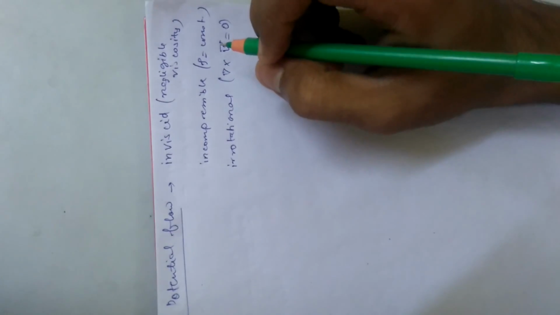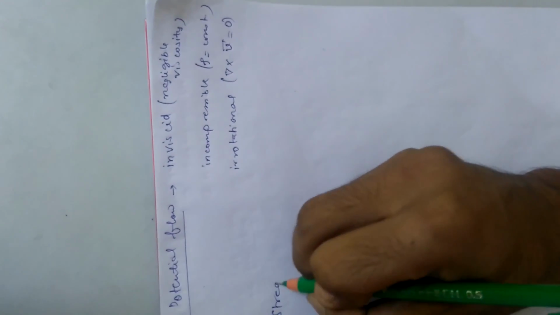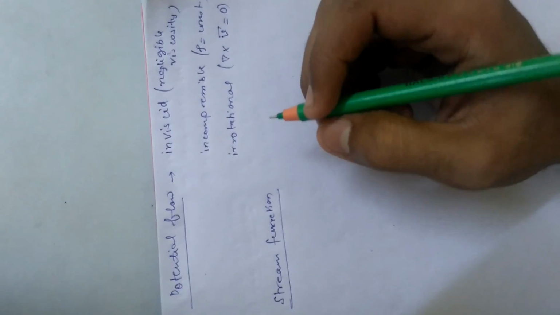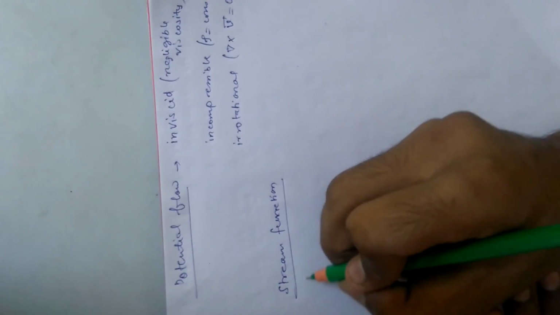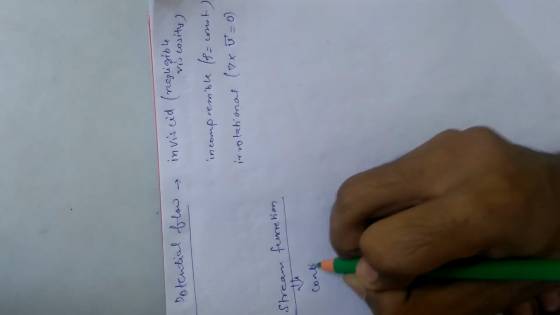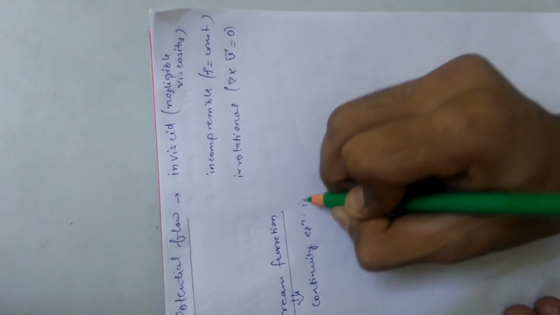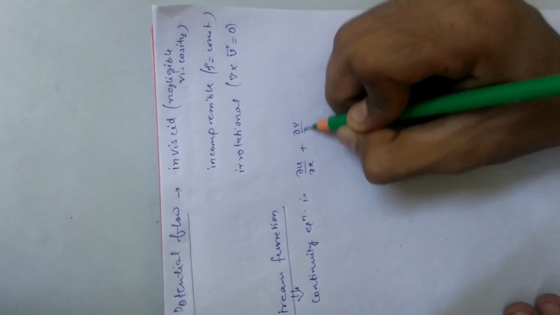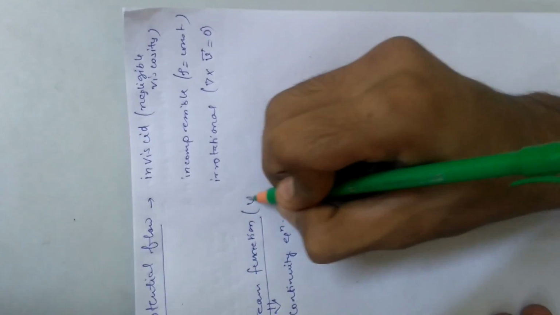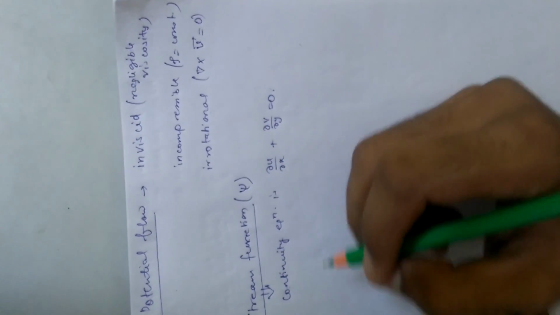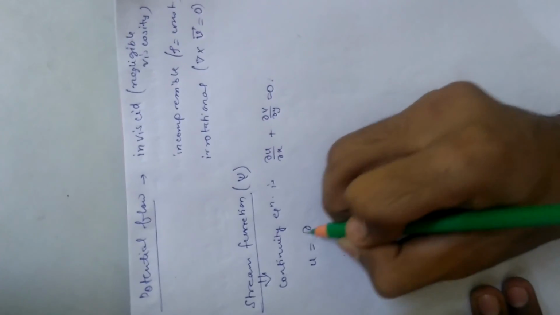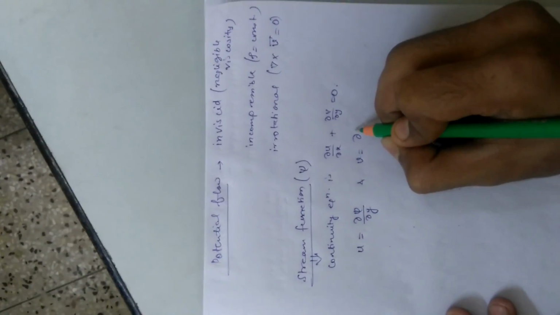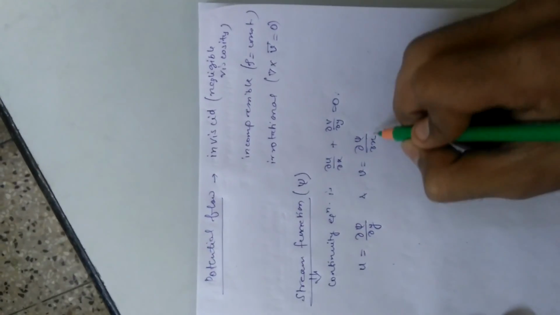Now let us see what is stream function and velocity potential. Stream function has been defined to verify the continuity equation. The continuity equation is del u by del x plus del v by del y equals to 0. Stream function is basically denoted by psi. So in stream function, u equals del psi by del y and v equals minus del psi by del x. It has been defined like this.